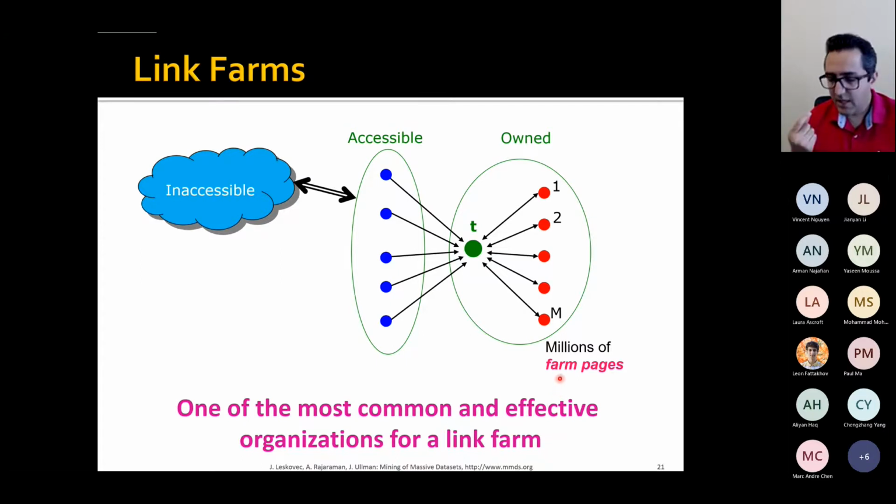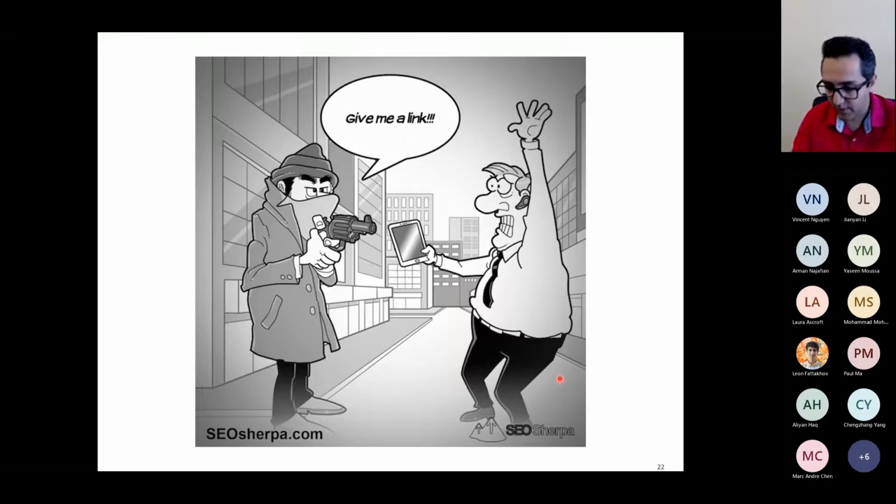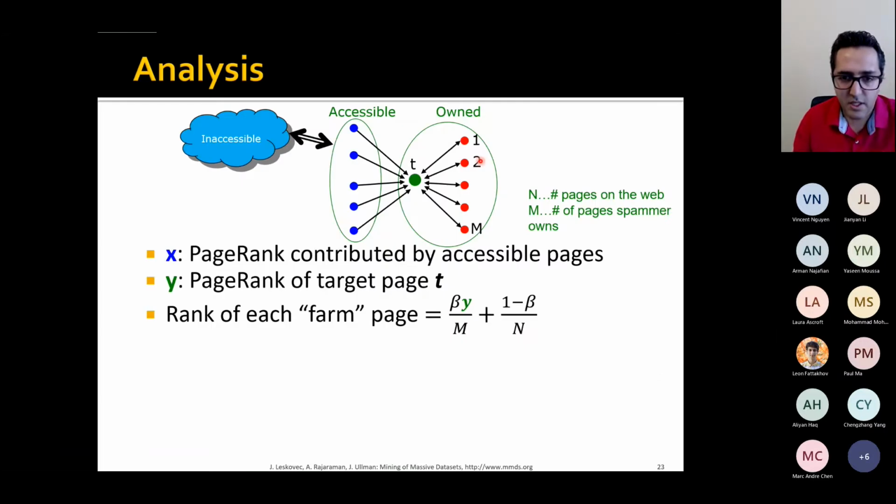Let's actually talk a little bit about the actual score, see if we can calculate it. And here's another meme for now. Links are important, right? So we want to have links to improve our PageRank score. So let's talk about this picture and see if we can calculate the PageRank score using this technique, which is spam farming.